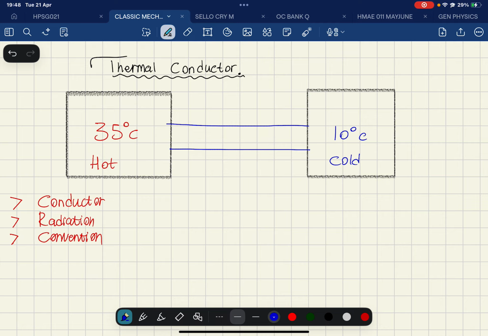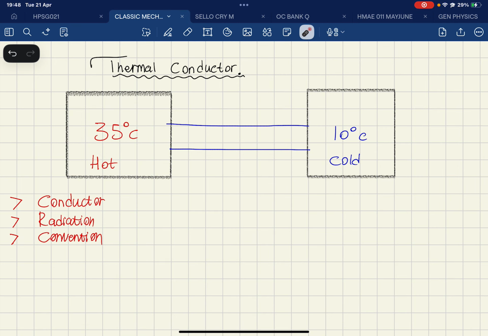So through that thermal conductor, heat will move from hot to cold, which means heat will move from this side up until this portion. This is how heat will move, from hot to cold. But if the temperature is equal on both plates, like 30 on this side and 30 on this side, there will be no heat transfer because the temperatures are equal.